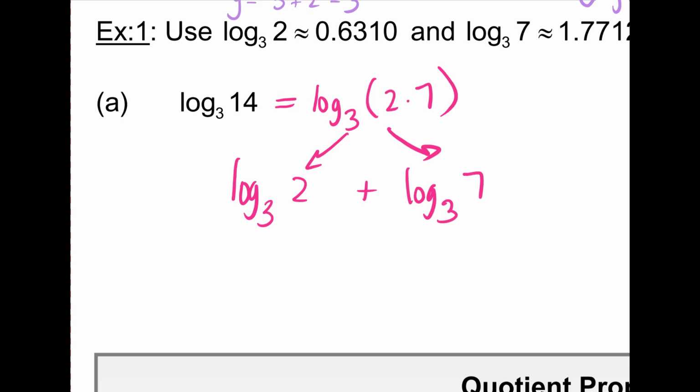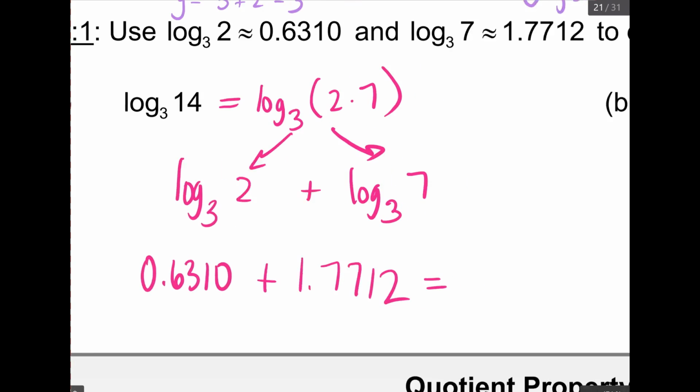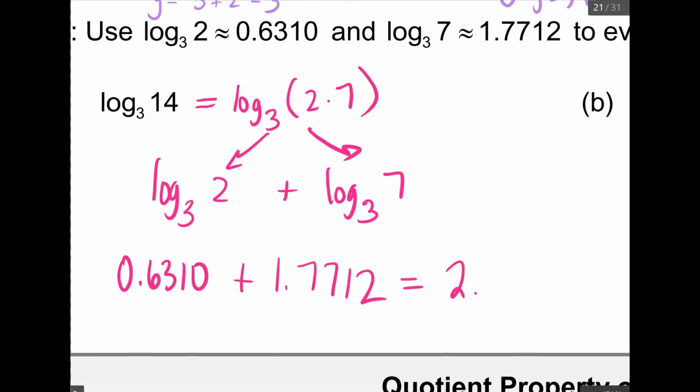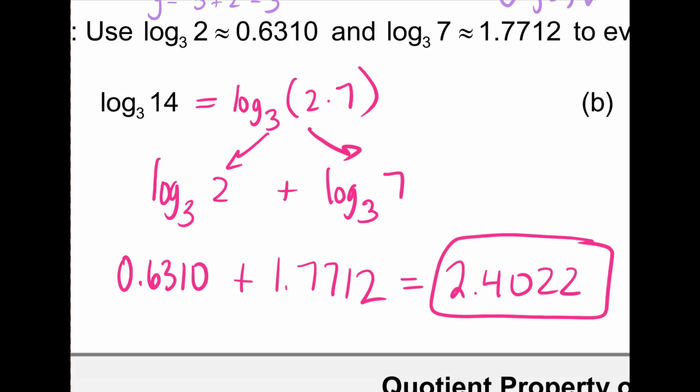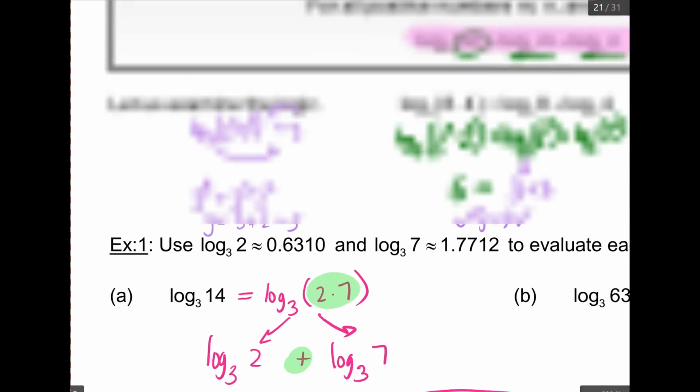So we know log base 3 of 2 is 0.6310 because that was in the directions. I know log base 3 of 7 is 1.7712. So if I just add these together, I'll have my solution: 2.4022. Because that's what they equal. So when you have two things being multiplied, you can separate them out by adding the log base of each one of them. Because that's the rule that's up here.